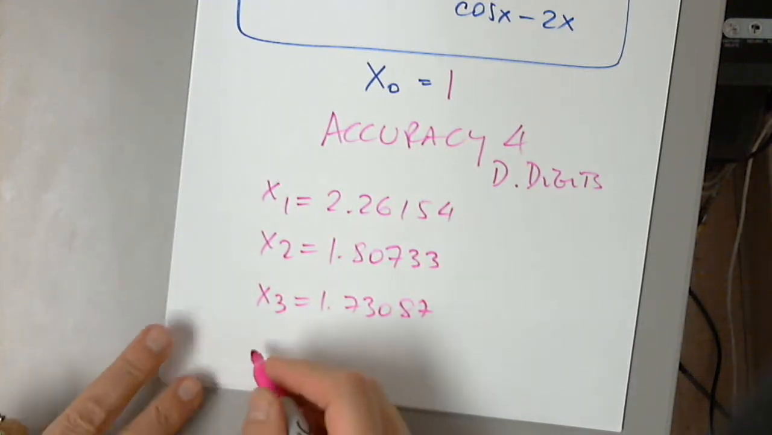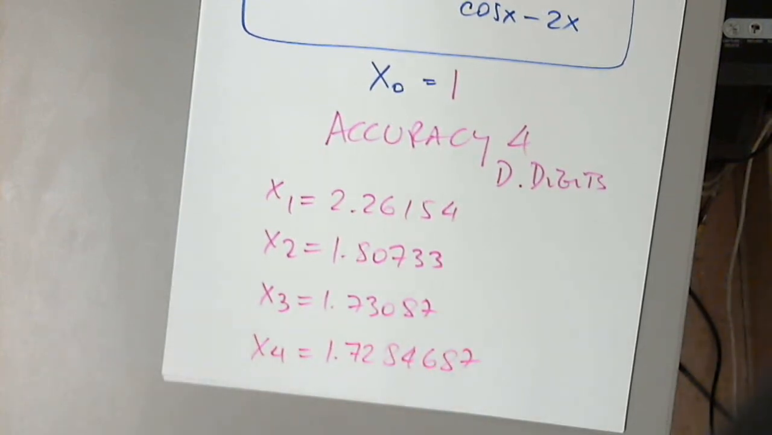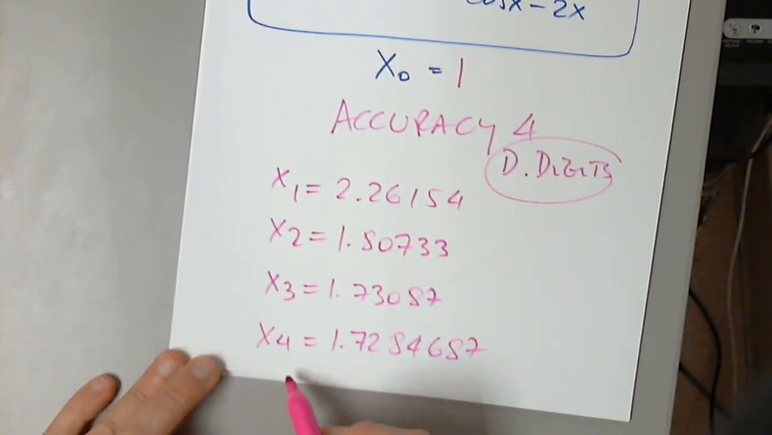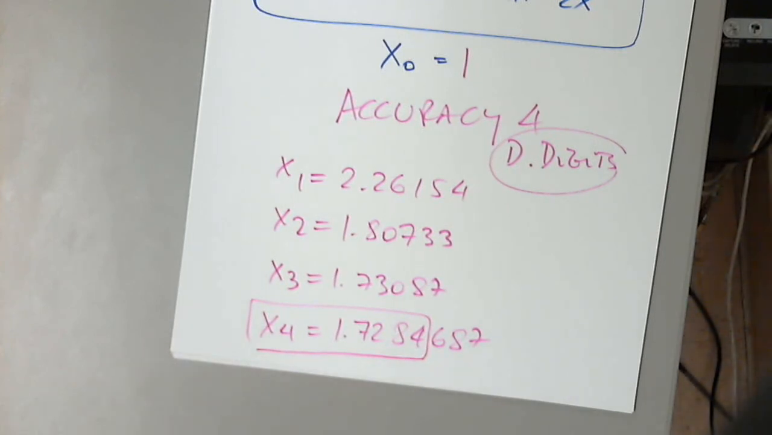What is this? 1.7284687. I copy one more. And I don't have to do anything anymore. Do not copy the last one. You said 4 digits. 7, 2, 8, 4, even 6. So you don't need the last one. So according to what you picked, the approximation, you said 4 decimal digits. That's all I need. And that's Newton's method.